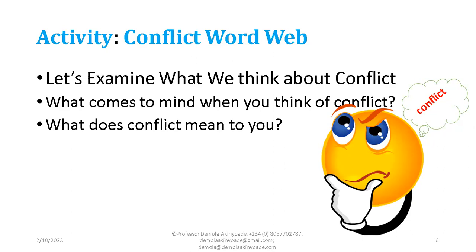Oh, there's a dispute between this person and that person. The image we see is a negative image. There is conflict between them, we are seeing discord, we are seeing pandemonium, we are seeing rancor. All these have negative connotations. And these are implications for how we relate to conflict, for how we help other people handle their conflicts.